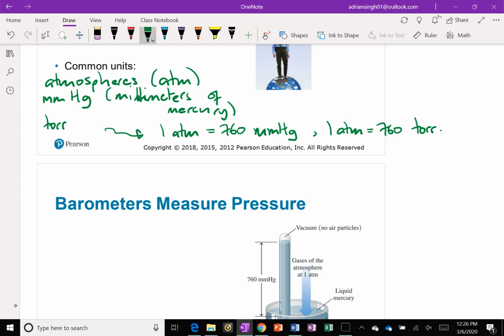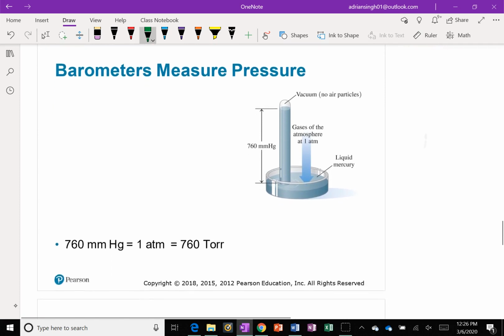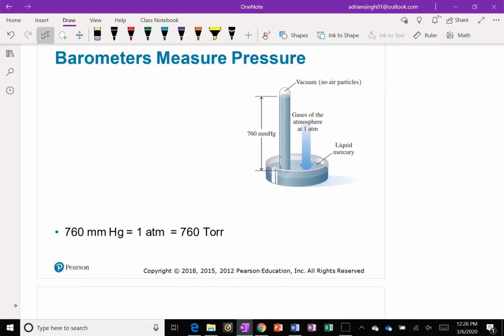So there's a device that we use to measure pressure. It's called a barometer. And the way that it works is actually quite simple. We have here a container that has some mercury in it. We take a long thin tube, open at one end, and we invert it into that liquid mercury. The gases of the atmosphere actually press down on the mercury and they force the mercury up into that tube.